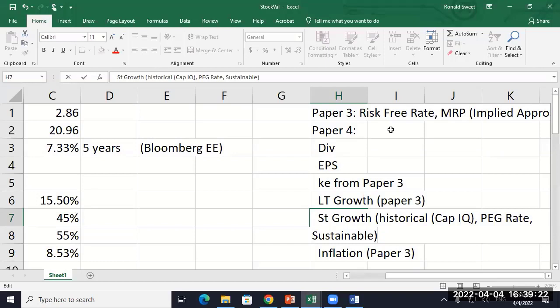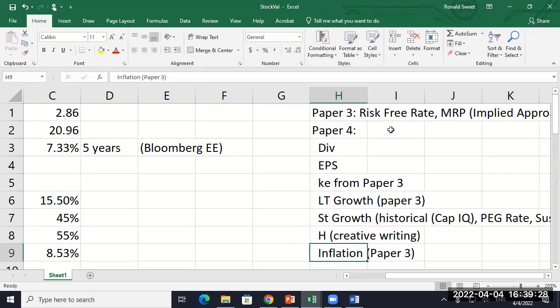The H is just creative writing. I don't know any place you can go and calculate a number for your H. Can they grow fast for 5 years? They can grow fast for 10 years, for 20 years. That I can't help you with. You have to just write something about that.